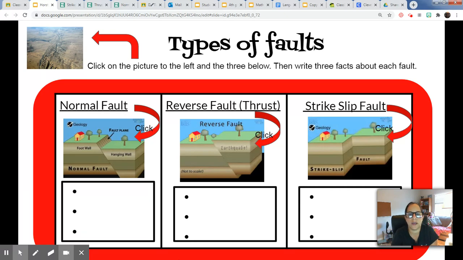Okay, so I hope that was a great explanation for you and you understand the three types of faults.